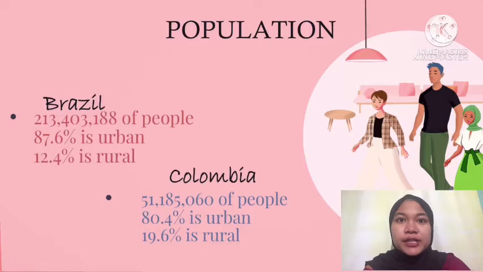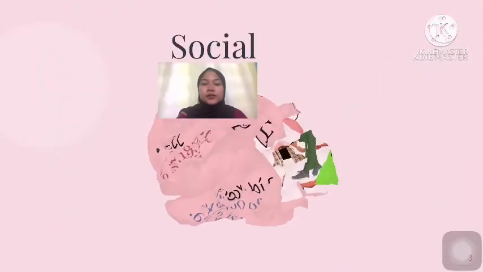80.4% of the population is urban, which consists of 40,891,996 people, while the balance, 19.6%, is rural, which consists of 9,990,895 people. The next one is social.